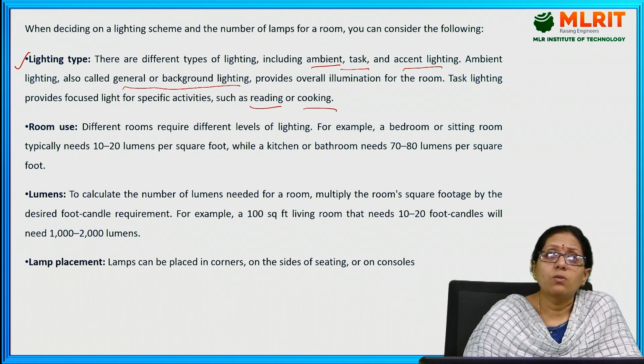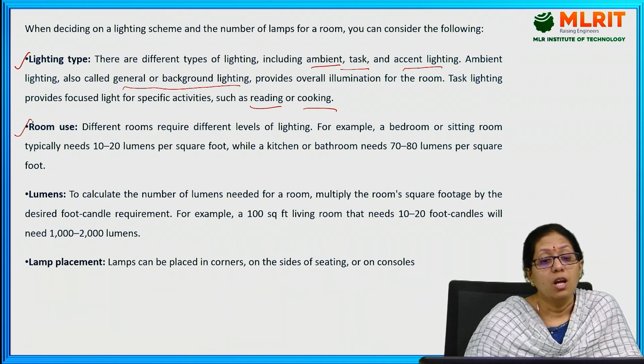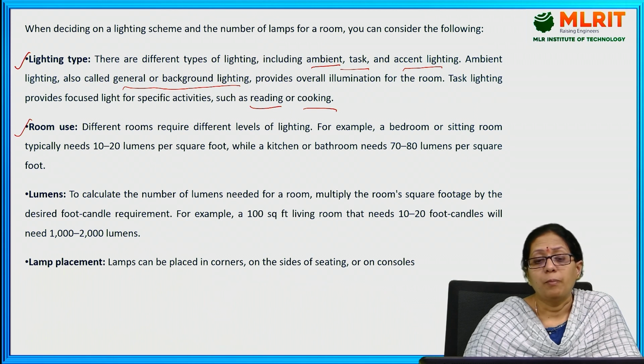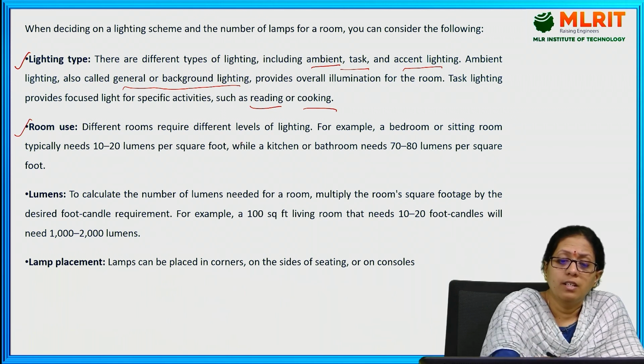Okay. Next one is room use. Different rooms require different levels of lighting. It may be a reading room, or a kitchen, or a cinema hall, shopping mall, or a space for decoration purpose. So based on the room use, you need to decide the type of the light. Different rooms require different types of lighting.